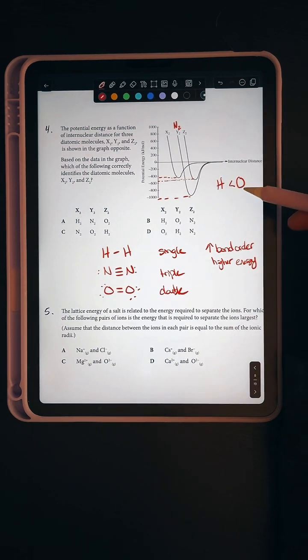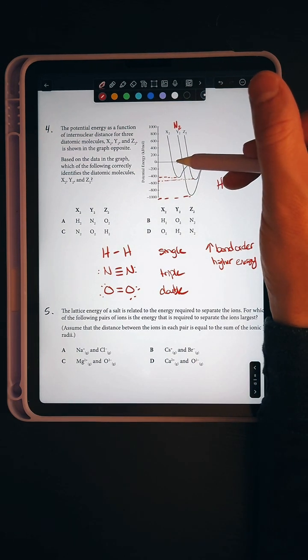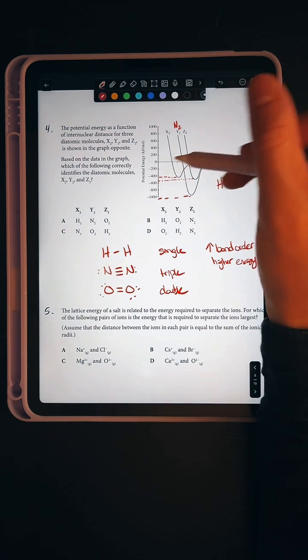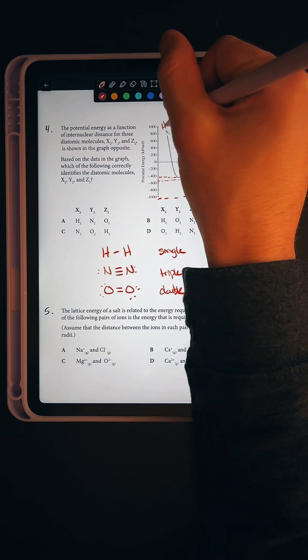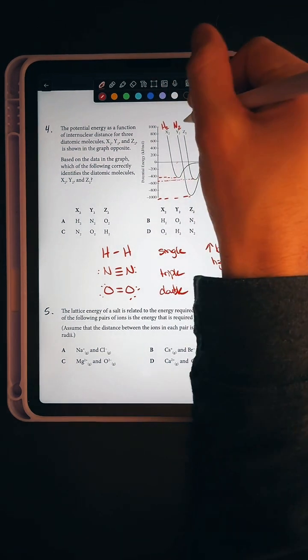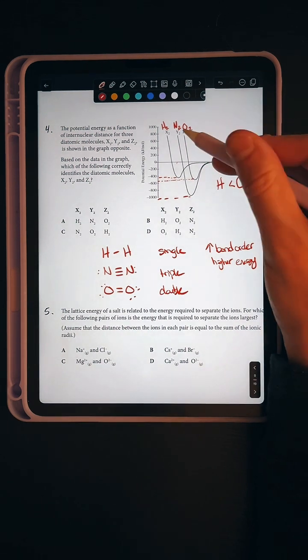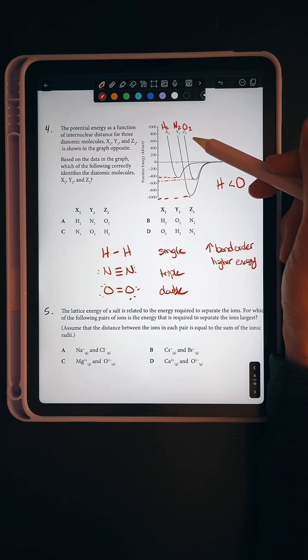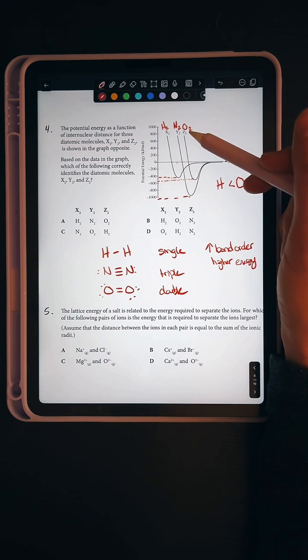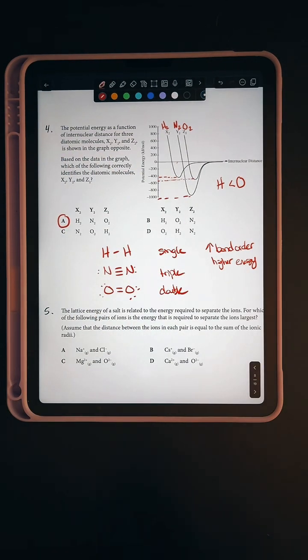And since hydrogen is smaller in size than oxygen, it's going to have a smaller internuclear distance. So it's going to be closer to the left of the graph. So that hydrogen is going to be our x2, which leaves oxygen as our z2. So we have x is hydrogen, y is nitrogen, oxygen is z, which is choice A here.